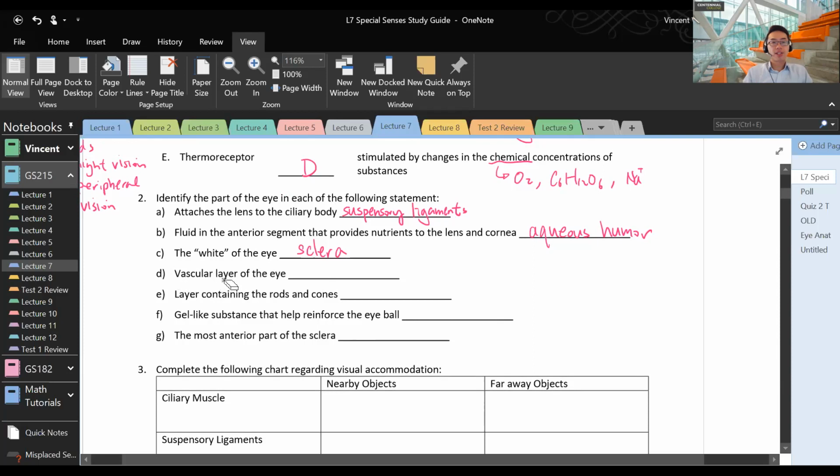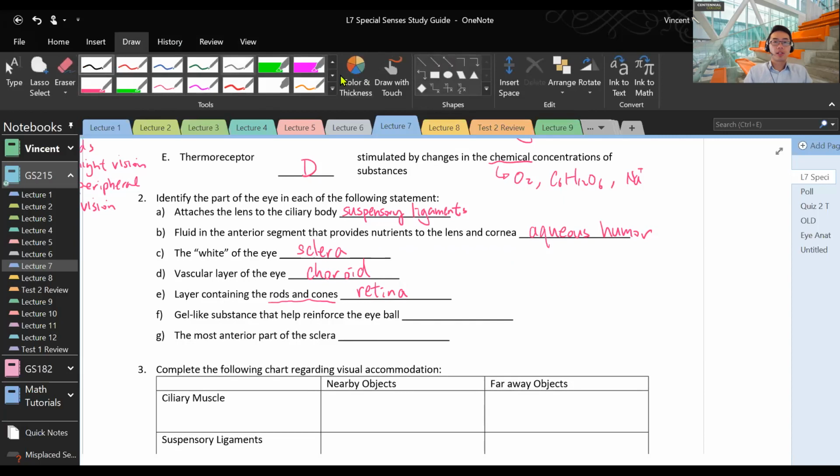Next, we have the vascular layer of the eye. Okay, so beneath the sclera, immediately, we are going to have the choroid. Okay, choroid. And that is where you will find a majority of the blood vessels, and that helps nourish the layers of the eye, right? And the innermost layer, which is also the layer that contains the rods and the cones. Remember, these are photoreceptors. That layer is called the retina. Okay, retina. So three layers of the eyeball.